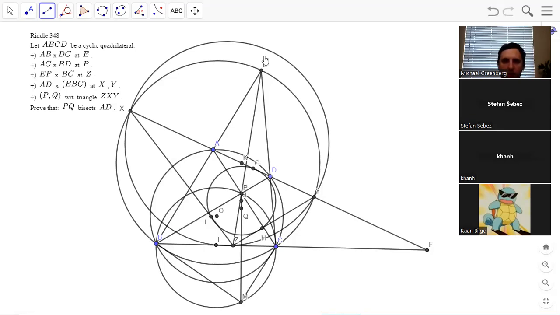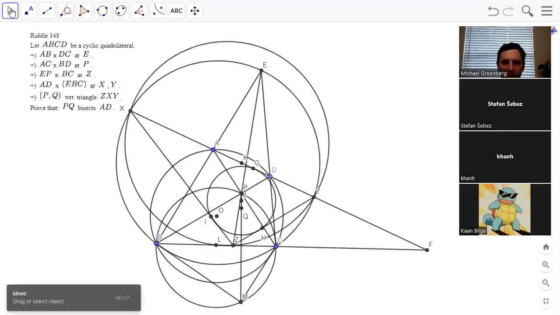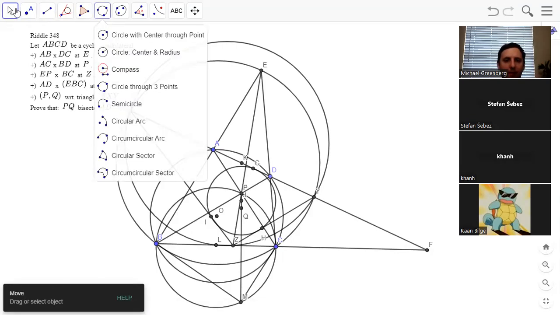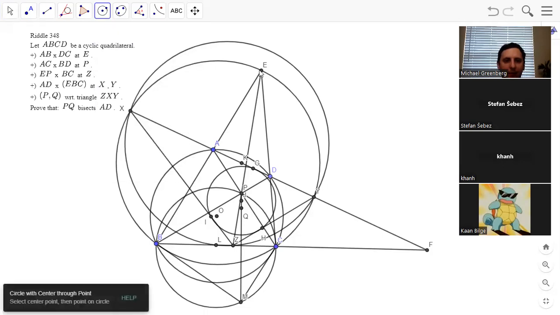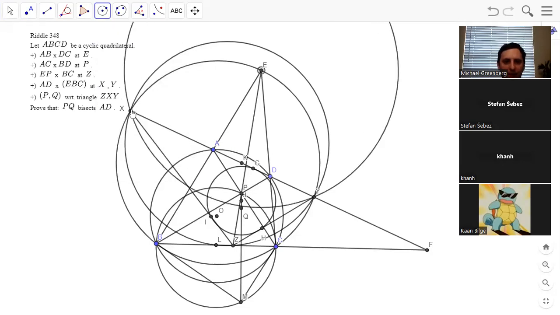Can we show EX equals EY? I actually think I showed that in a video on my channel before. I forgot the proof. But yeah, I believe that's the case. Let's think about why that would be. It's the same as showing that ZP is an angle bisector.